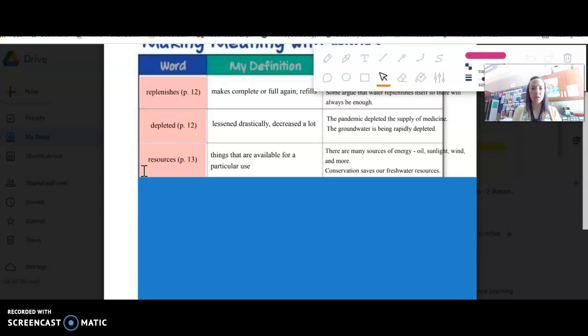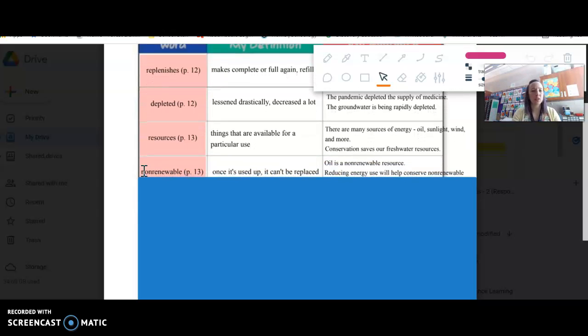Sorry, I mistyped. In the text, it says conservation saves our freshwater resources. So conserving was from the last vocabulary lesson, like saving things. So this one was all about conservation and how we can save our freshwater resources. That water that's available for us to use.